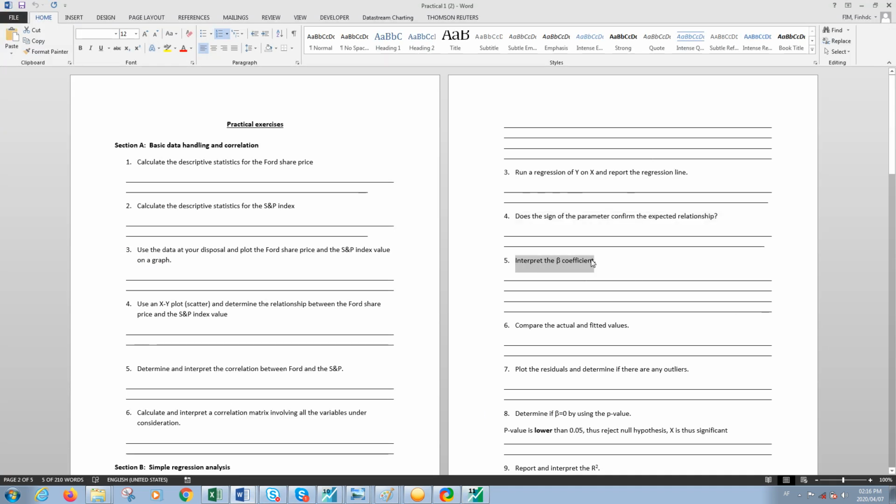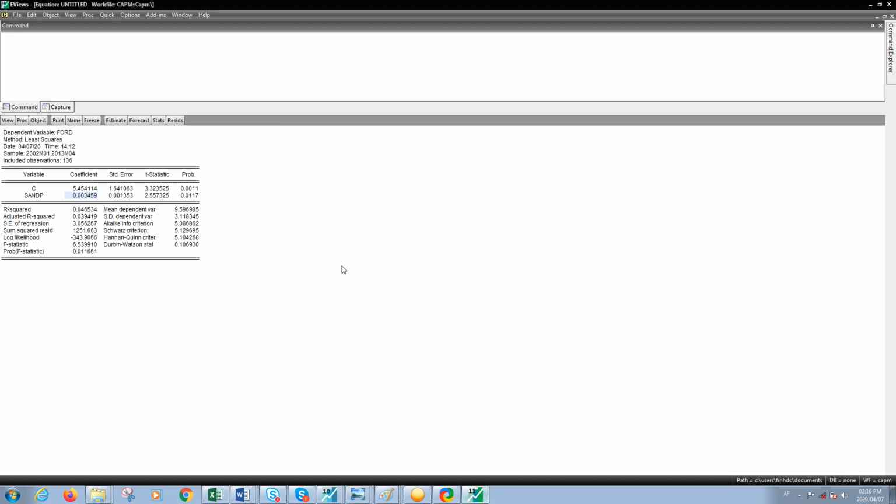Now we interpret the beta coefficient. In the slide set, I've interpreted the beta coefficient already, but I'm going to do it again. So this is our beta coefficient. This is our slope. We're working with dollars in this case, right? Because the S&P is quoted in dollars and the Ford is quoted in dollars. So our unit of measure becomes the dollars. Okay.